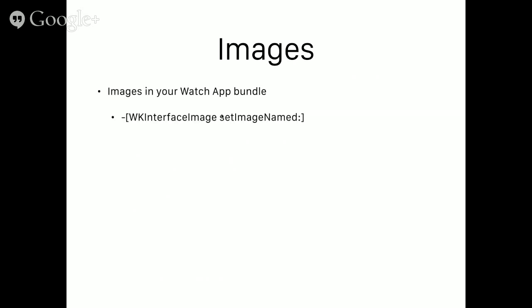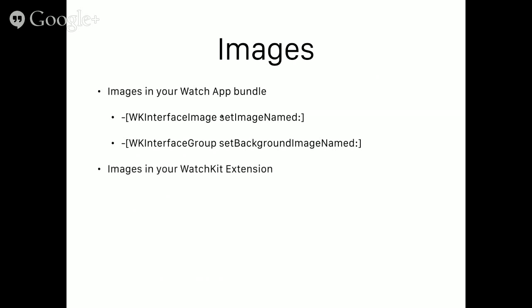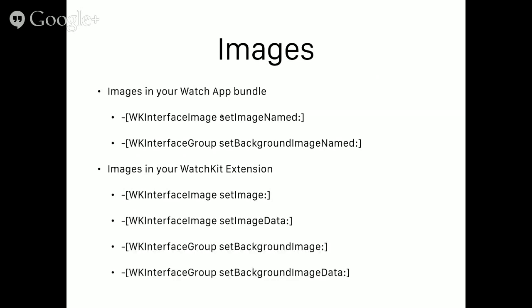So, images. You put them in your Watch app bundle most of the time because that's the best performance place to put them. So you can call, for instance, set image named on WK interface image, and you just pass in the name of the image. You can also make a group have a background image, which makes it look really nice. You would call set background image named. And in your WatchKit extension, if you have an image, let's say if you render a photo on the fly, you would just call set image directly or set image data and pass in the data to the image. Same thing for background images.